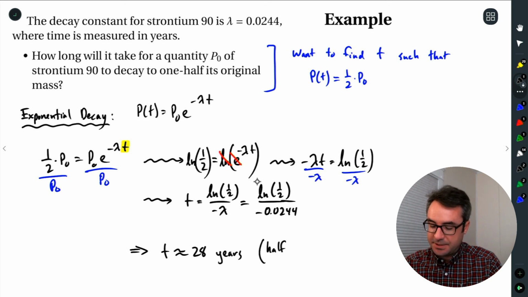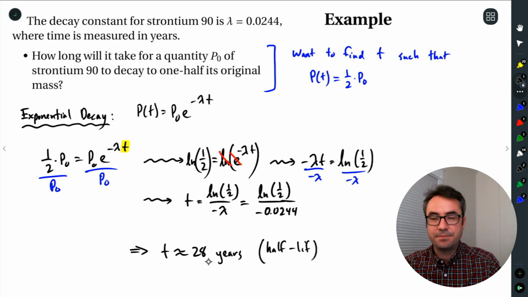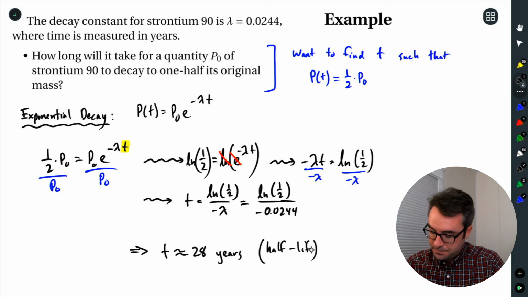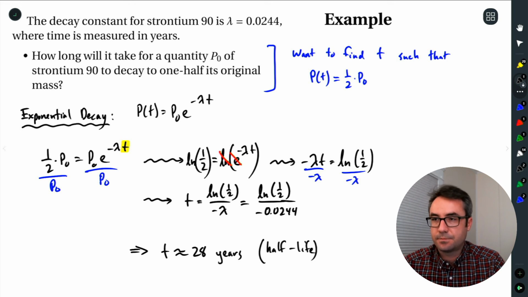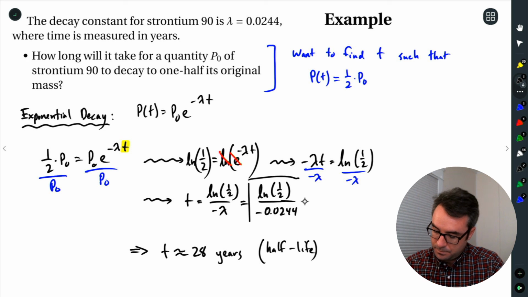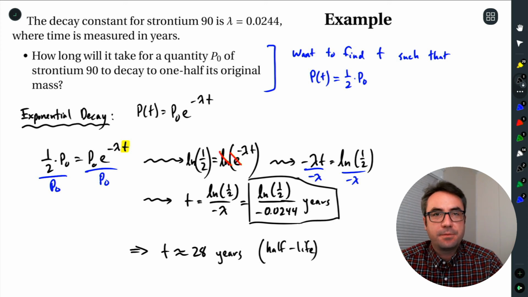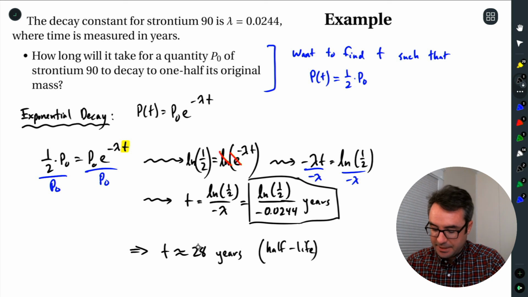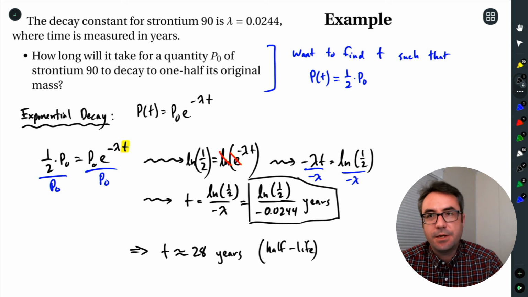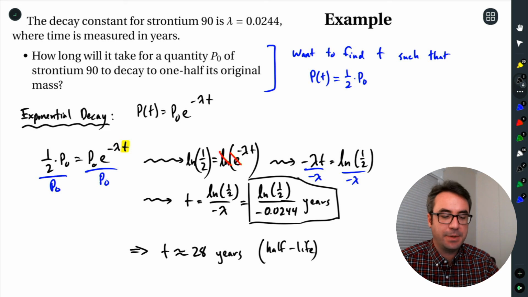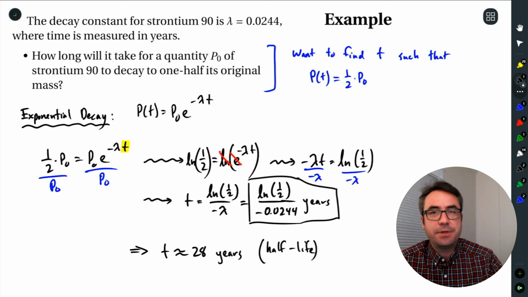Technically, the exact expression is our exact half-life, and 28 is an estimate. So it's better to consider the exact value, but just to give some idea, we're talking 28 years for this particular element. All right, that's one of the games we can play: if we know the decay constant, let's find the half-life.